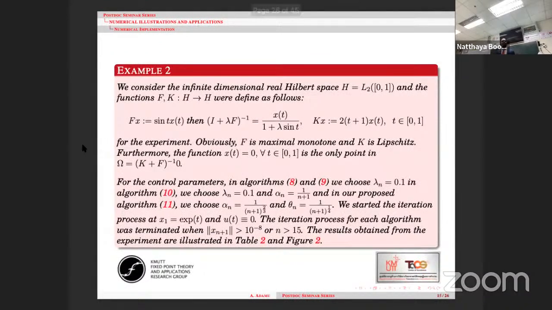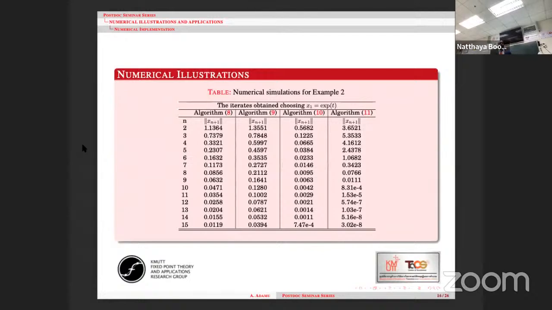Next, we consider an example on the classical real Hilbert space L2 of 0, 1. We consider F to be this nonlinear function, whose resolvent we can compute easily this way. We consider K to be this. Observe that the solution set is the singleton zero. Using these control parameters and a stopping criterion of 10 to the power minus 8 or a maximum number of iterations n of 15, we obtain the following results. Observe that algorithms 8, 9, and 10 failed to satisfy the stopping criterion before the maximum number of iterations was exhausted, while our proposed algorithm satisfied the stopping criterion before the maximum number of iterations was exhausted.